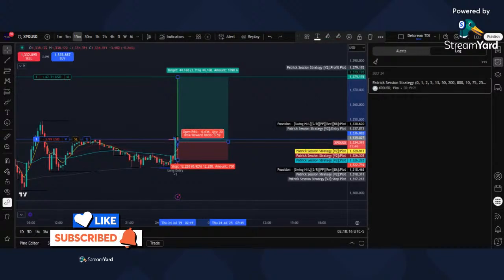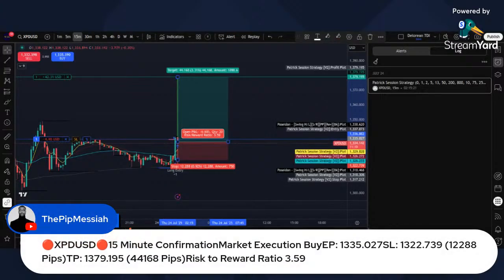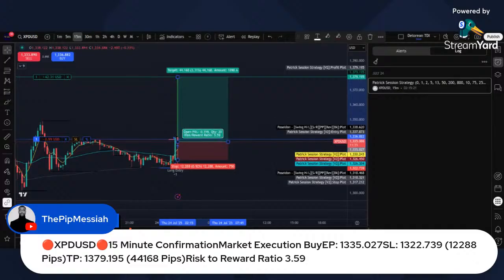And here's going to be your first trade of the night. Palladium versus the United States dollar. 15-minute confirmation market execution buy. Entry price is 1335.027. Stop loss is 1322.739 for 12,288 pips. Take profit is 1379.195 for 44,168 pips and a risk to reward ratio of 3.59.